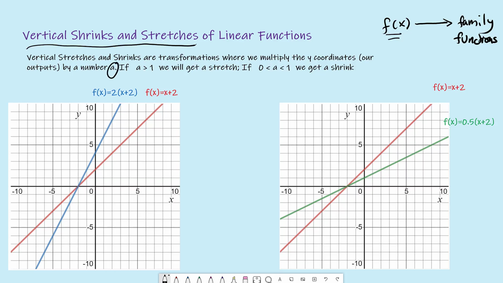And here again, a is a constant. It's not a variable, it's a number. So whenever we do this transformation, we use the same a for the entire graph. If we have a larger than 1, we will get what we call a stretch. And if we have a between 0 and 1, which means a fraction, we will get a shrink. So what do these two transformations look like?